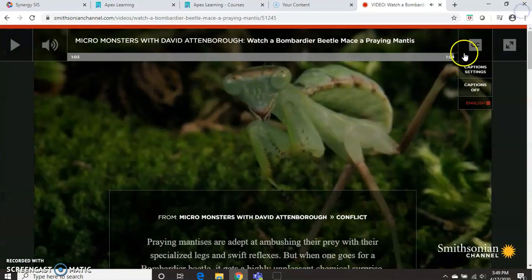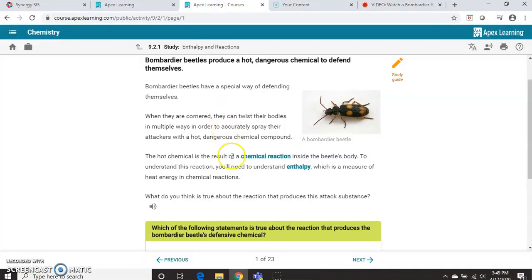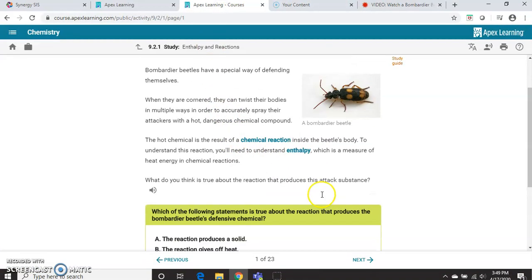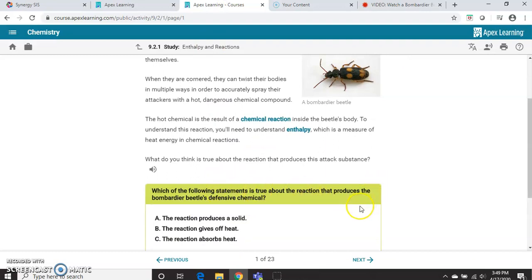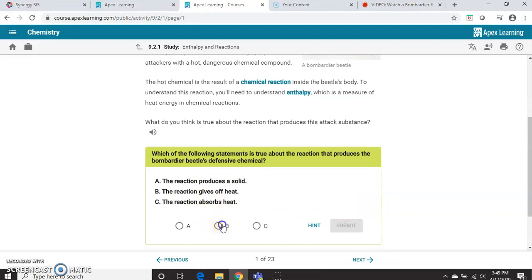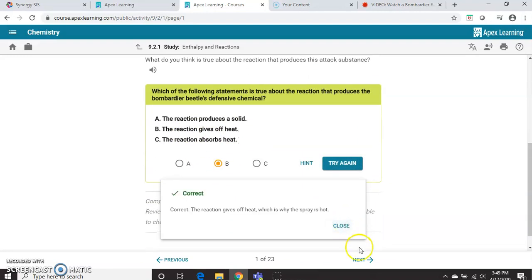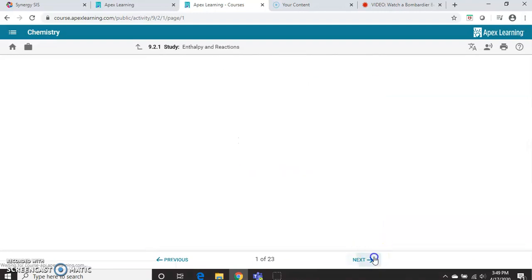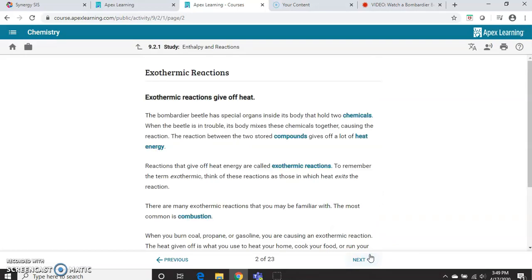So anyway, I was just interested in wondering what was going on. So what is true about the reaction that produces this defense chemical? It's a reaction that gives off heat. It's a very exothermic reaction. So we're going to talk about that a little bit. Exothermic, exo, meaning exit. It's giving off the heat.